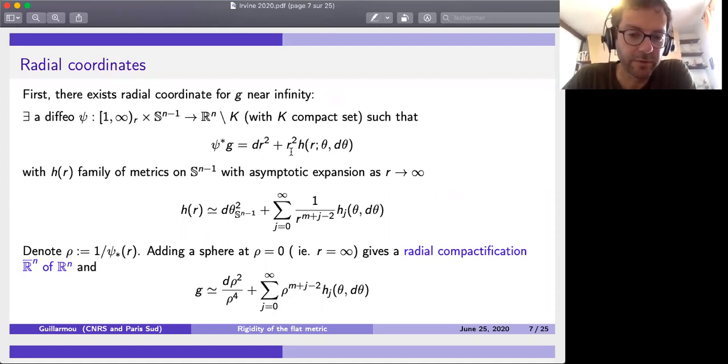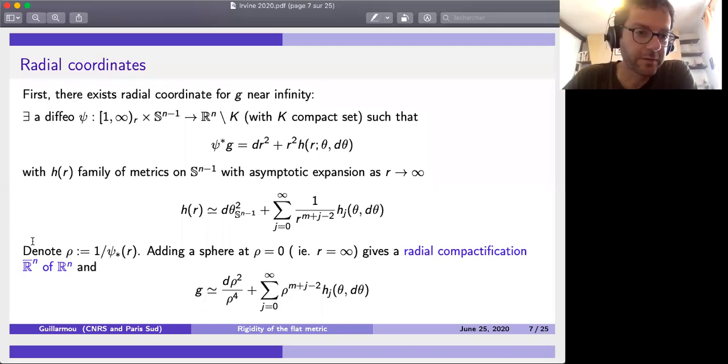So it's dr squared plus r squared times some family of metrics on the sphere, depending on the coordinate r, the radial coordinate. And this h of r, we can view it as a family of metrics depending on this parameter r, which has an asymptotic expansion as r goes to plus infinity. So at first order, it's given by the canonical metric on the sphere, plus a full expansion in powers of 1/r. And here the h_j are just symmetric 2-tensors on the sphere.